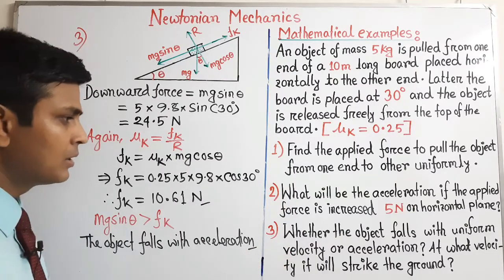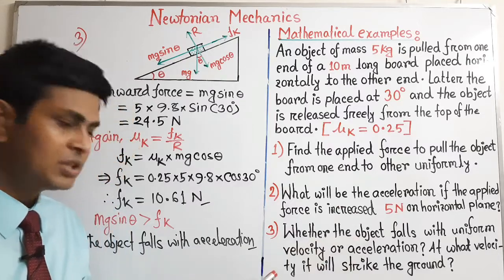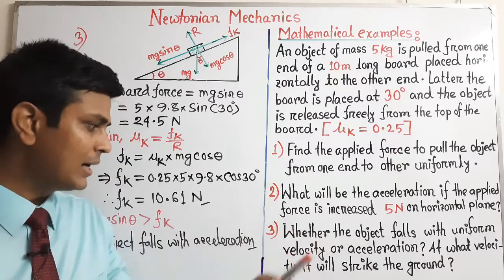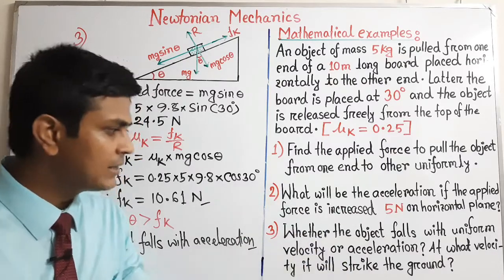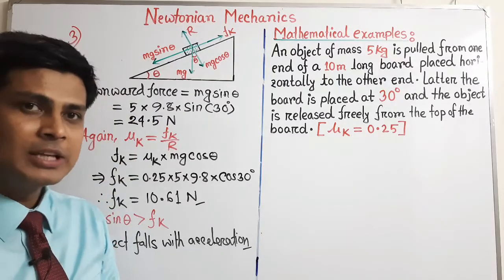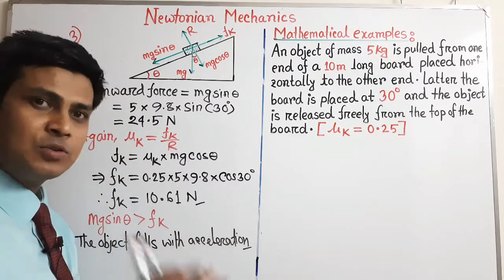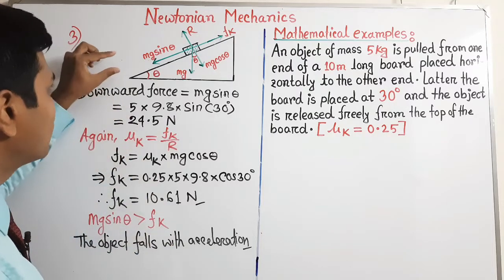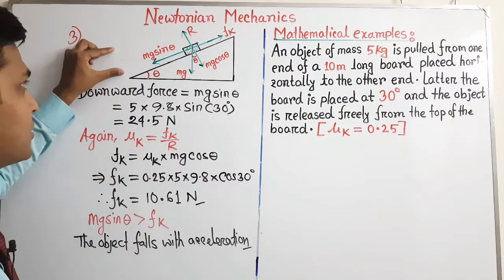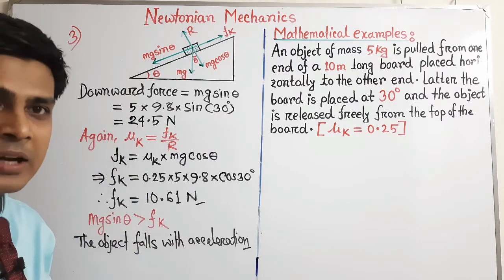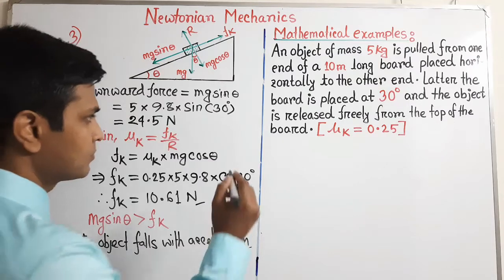Now let's solve the second option of question 3, which is at what velocity it will strike the ground. To calculate the velocity, we have to know the acceleration, and again to calculate the acceleration we have to calculate the effective force. So first let's calculate the effective force.